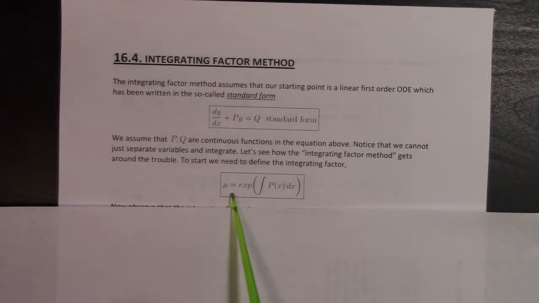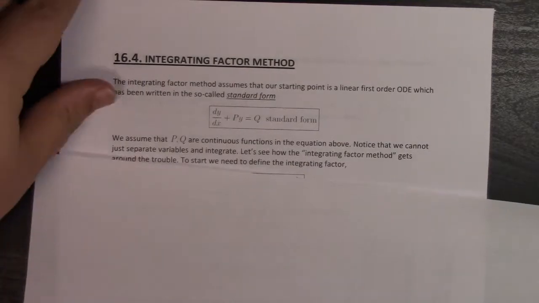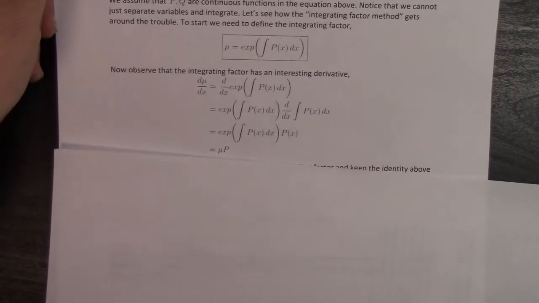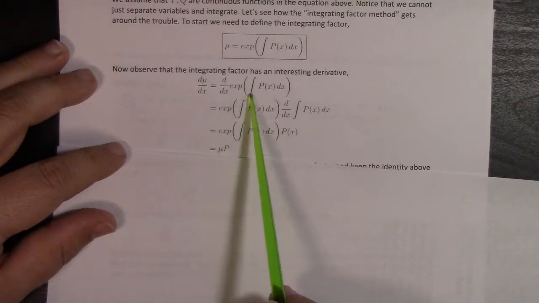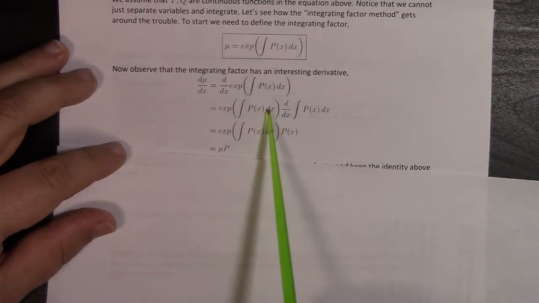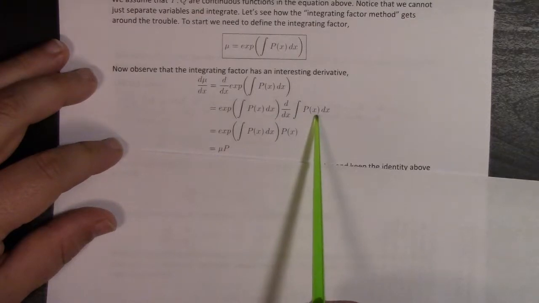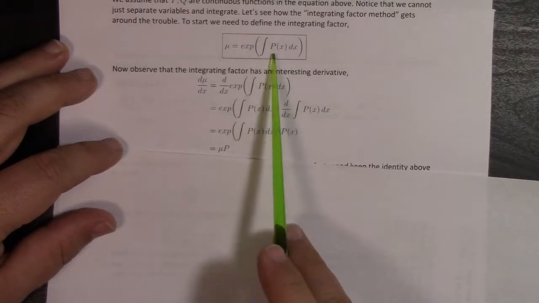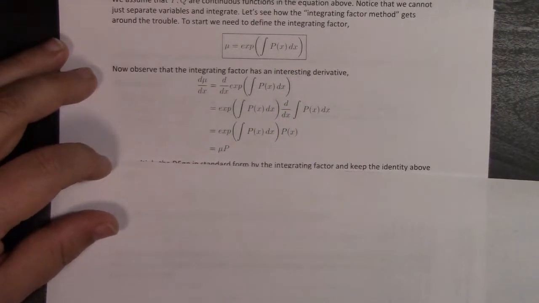We define this mu, which is the integrating factor. It's equal to the exponential of the integral of p of x dx, which is kind of a weird thing to define, but let's see what it does for us. When we differentiate this, we're differentiating an exponential, which gives us the exponential back again, and then we have to differentiate the inside. But when you differentiate an integral, you just get back the integrand. So we get p, and hey, this is just mu again. So we find that d mu/dx is equal to mu times p.